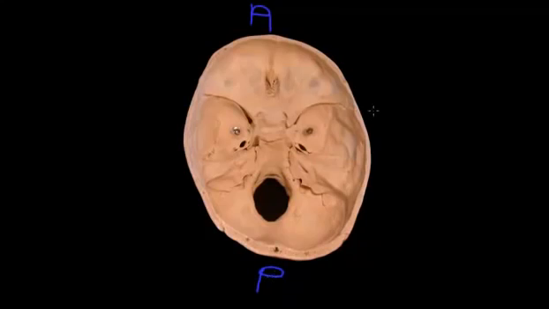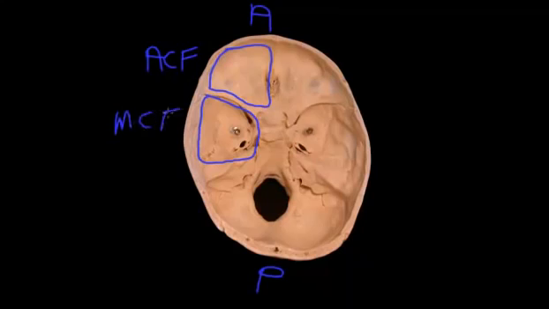So the first thing you look at at this relatively low level is that the skull is actually divided into three major fossa areas. One called the anterior cranial fossa, and this is really where the frontal lobe of the brain sits. The middle cranial fossa, which is this area in here. And lastly, down at the back here, the posterior cranial fossa, and that's mainly where the cerebellum sits.